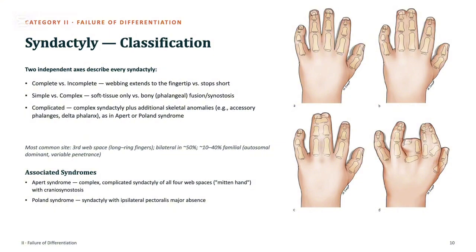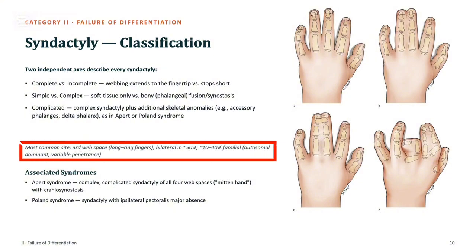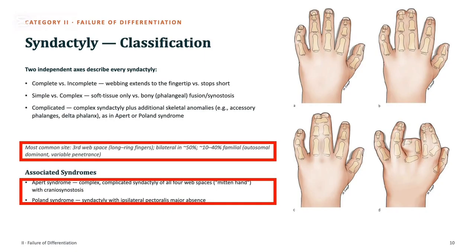One important thing that you should know, this is for MCQ questions: the most common site is the third web. It occurs bilaterally in 50%. It is linked to autosomal dominant genes. The second thing is that it is associated sometimes with syndromes like Apert syndrome. Apert syndrome is called acrocephalosyndactyly. Acro means distal. Syndactyly, distal fusion of fingers.